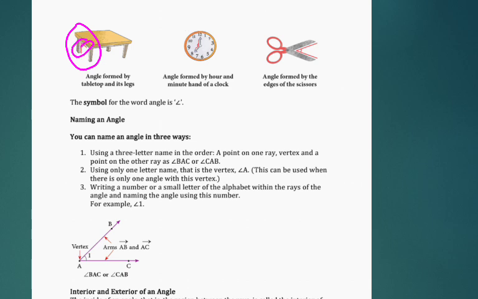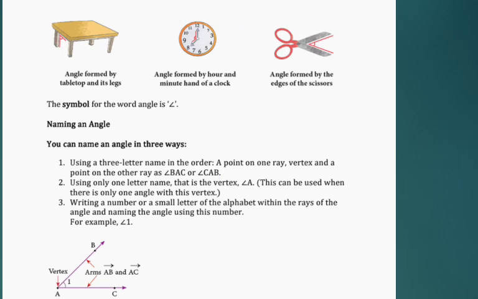Angle formed by the hour hand and a minute hand. So here is a small deviation, right? Therefore, there is an angle between the hour hand and the minute hand. Next, in a scissor, there is a small angle here, right? The angle formed by the edges of the figure. So this one edge, this one vertex is meeting at some common point. So there is a small deviation here. That is the angle, right?